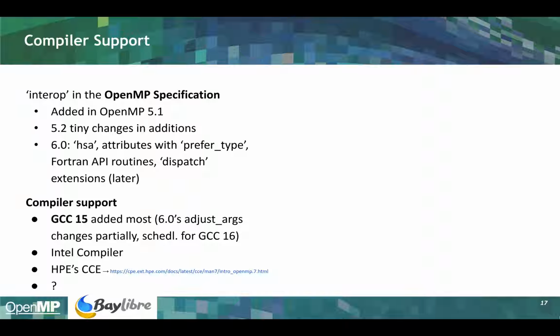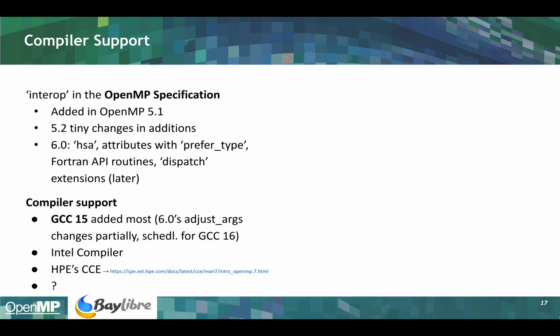Attributes with preferred type, which I didn't show before, I will have on the last slides, and this pitch is on the next slides. Compiler support: GCC 15 added most of it, including version 6. It just missed the deadline with the changing, but if you don't use variadic functions, you are unlikely to need to know about those features. And GCC 15 should be enough.